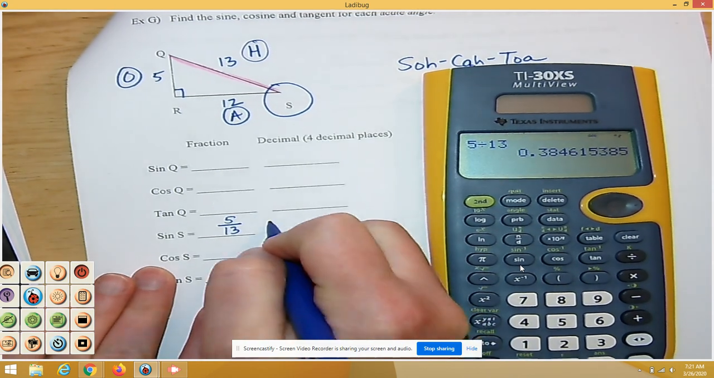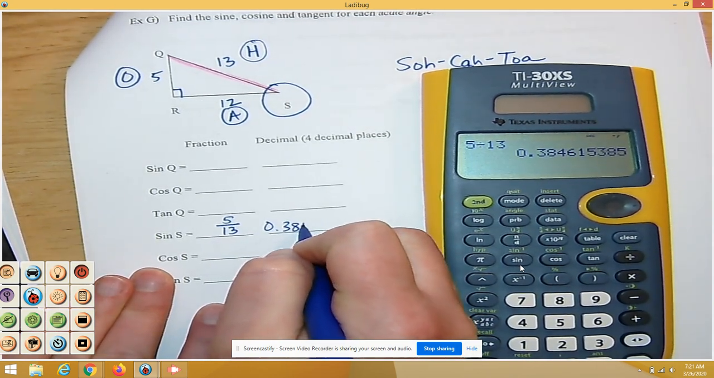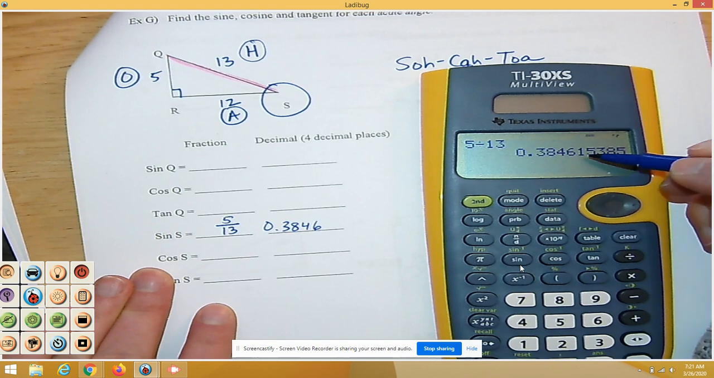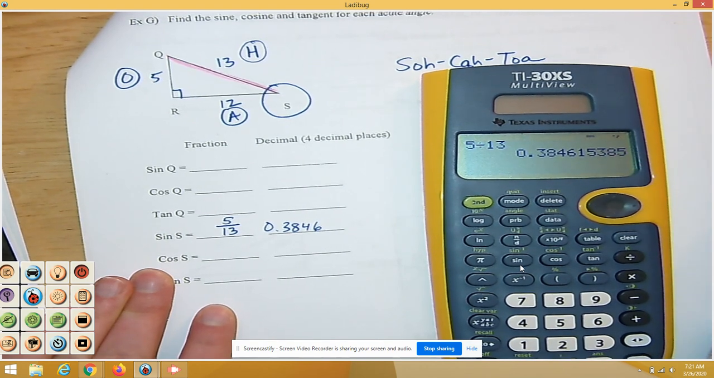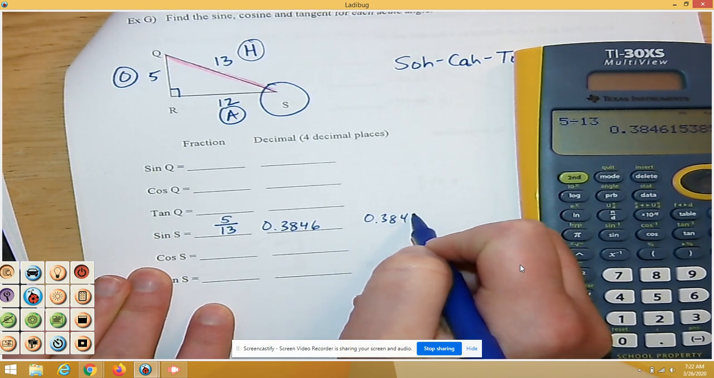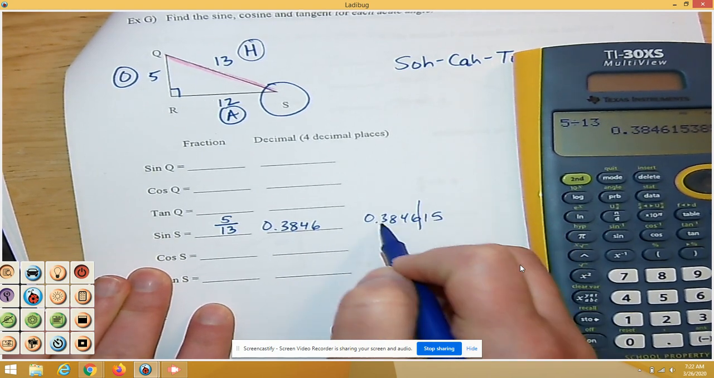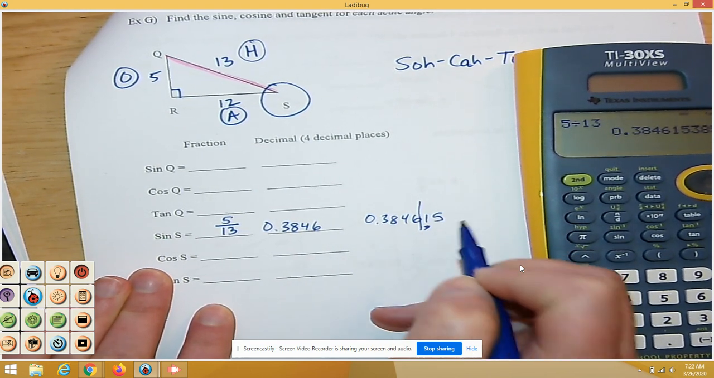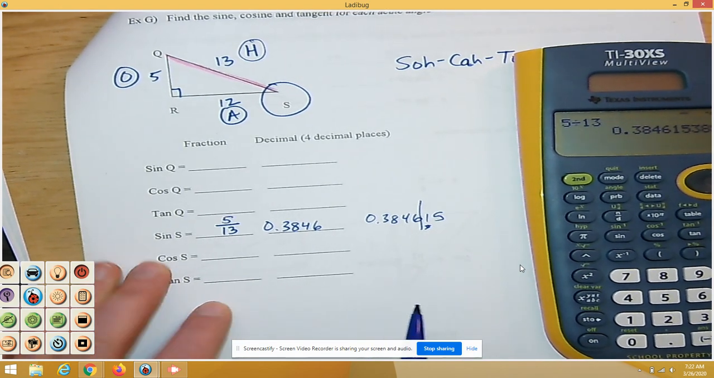So I'm going to write 0.3846. If the next digit is a 5 or more, you round up. So if you have a hard time with rounding, just a reminder, I have 1, 2, 3, 4 digits. If this one's a 5 or more, the 6 would have come up to a 7.